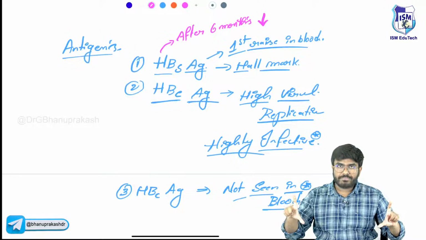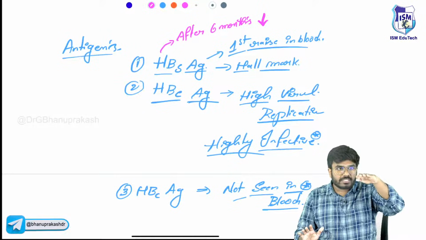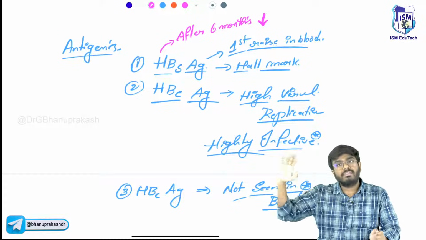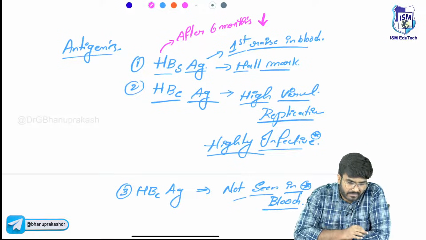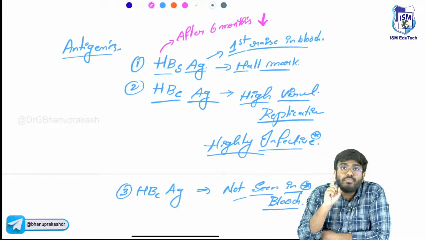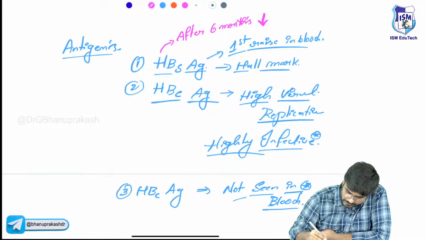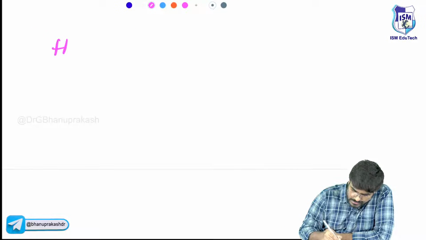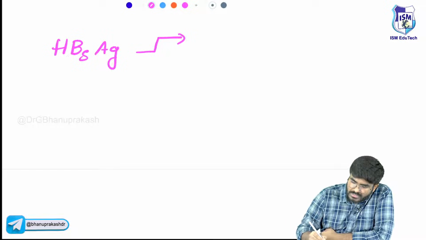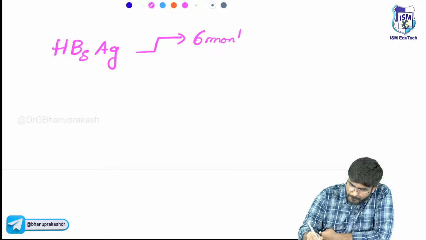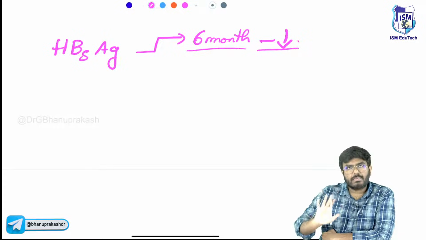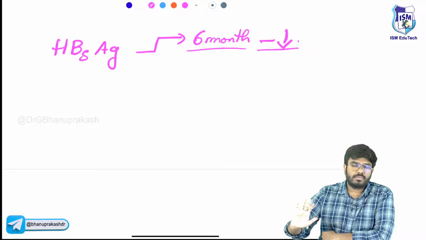I will show you the graph. The hepatitis B surface antigen levels will come down, and the hepatitis B surface antibody levels will start to rise. Now, let me write here, hepatitis B surface antigen. What I have told you is that in 6 months it will come down. It's coming down means the patient is resolved. Done.